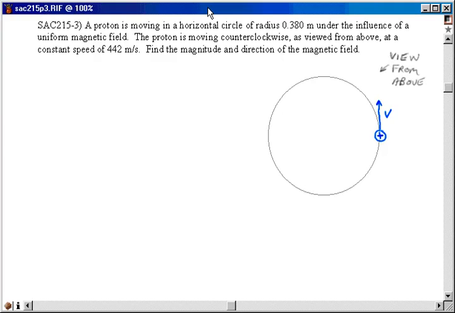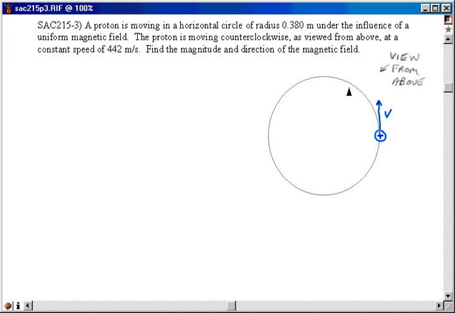A proton moving in a horizontal circle. I've drawn a top view of that, under the influence of a uniform magnetic field. So the magnetic field is the only thing that's exerting a force on it, and it's going counterclockwise around the circle. This does indeed represent an instant in time, an arbitrary position, to be sure, while this proton is moving around in the circle.